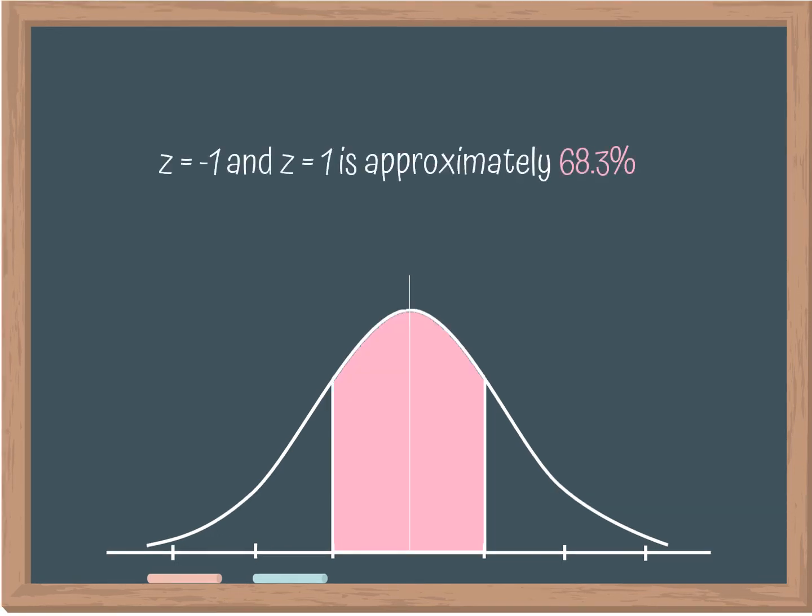First, for z is equal to -1 and z is equal to +1, the area between these two values is approximately 68.3%. Since we know that the curve is symmetrical, it gives us 34.15% on the left side and another 34.15% on the other side.